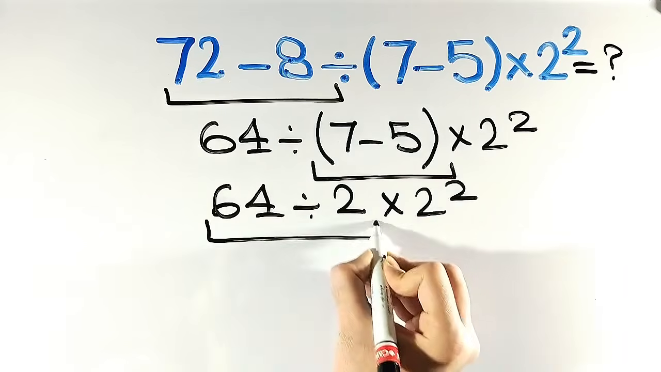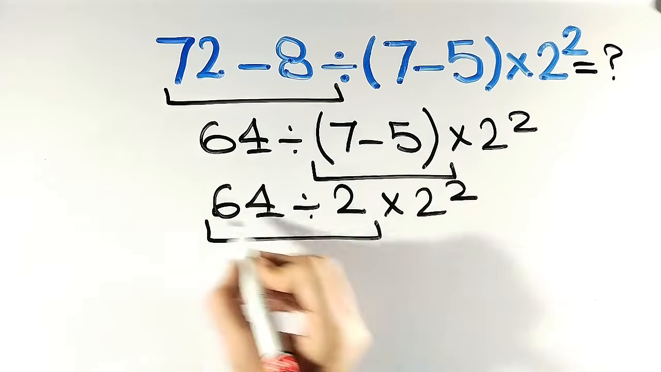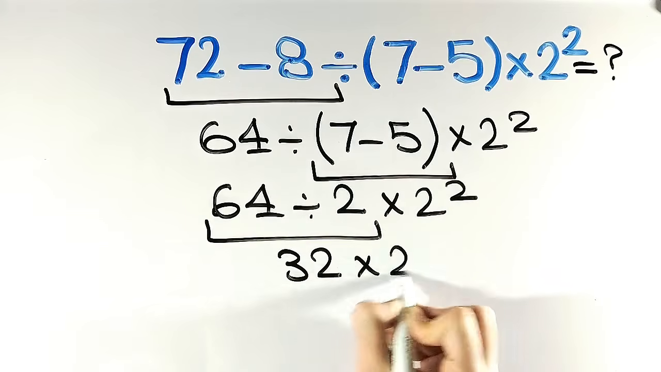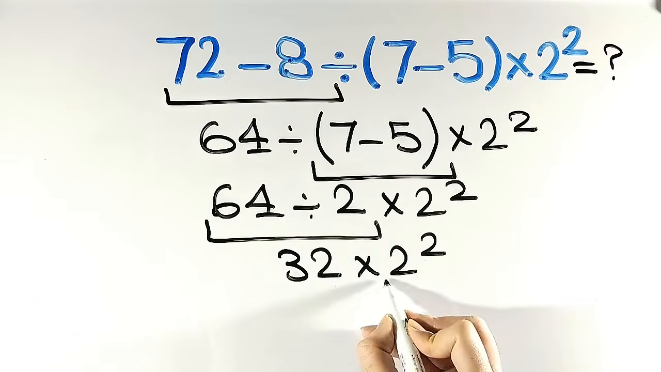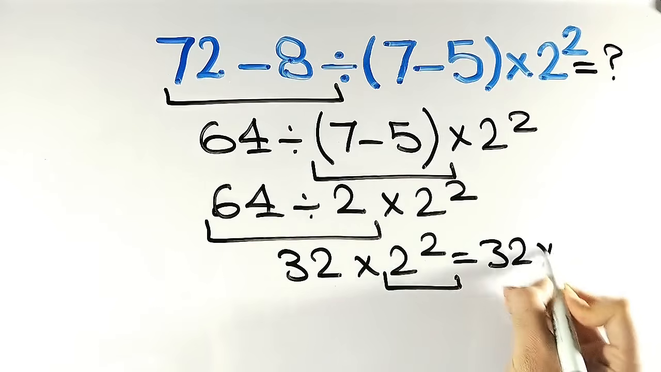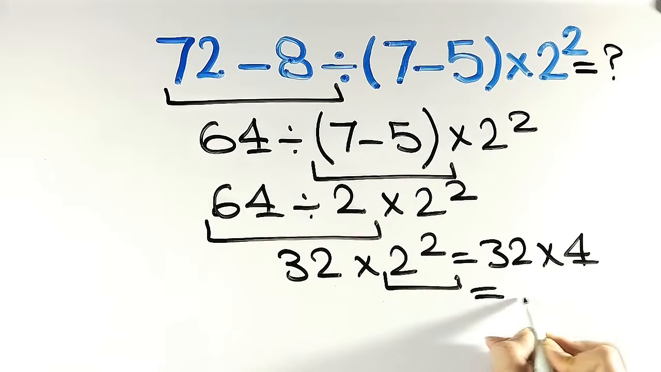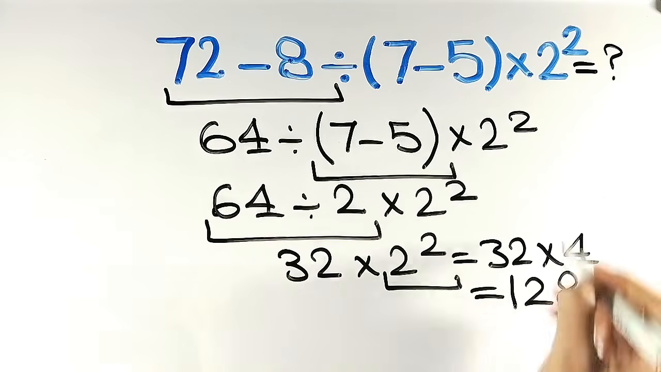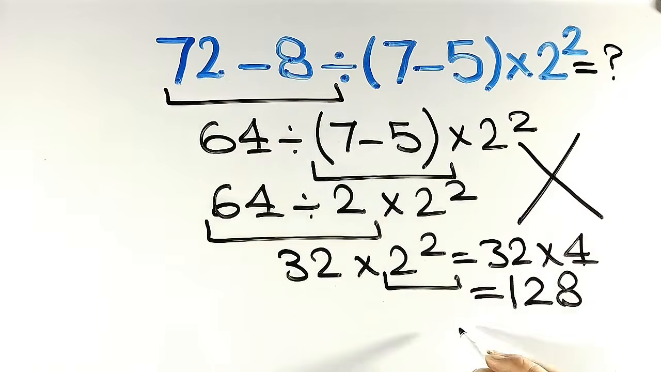Then they go for the division between 64 and 2. And instead of this expression, they write 32 multiplied by 2 squared. Next, they go for the exponent and write this expression as 32 multiplied by 4, which finally gives them the answer 128. However, this answer is absolutely wrong.